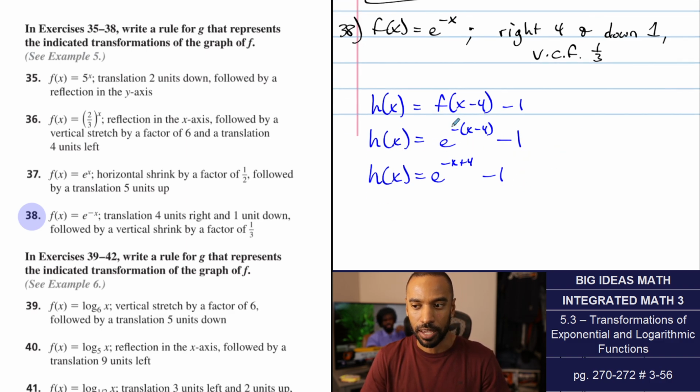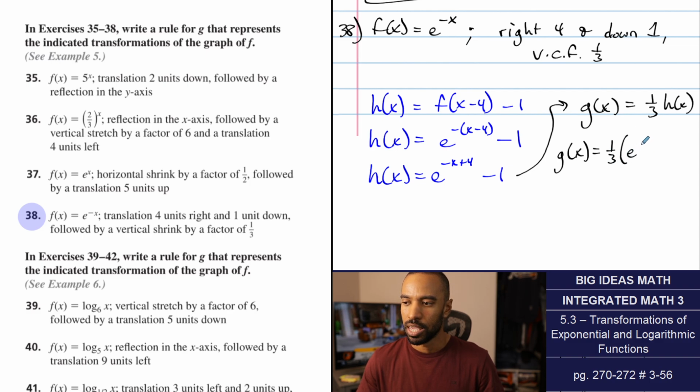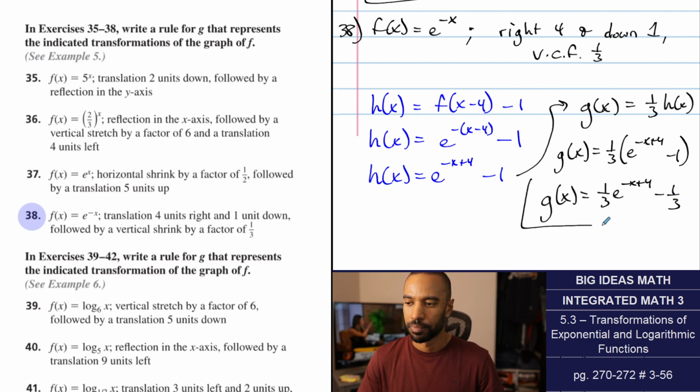Now, in terms of graphing, I'd prefer this factored out. But in terms of simplifying, I guess we need that. g of x is now going to be vertically compressed by a factor of 1/3. So for g of x, we have to take 1/3 of h of x. That means even the negative 1 gets thirded. So we're going to do 1/3 times e to the negative x plus 4 minus 1. When distributed, that's going to look like 1/3 times e to the negative x plus 4 and minus 1/3.